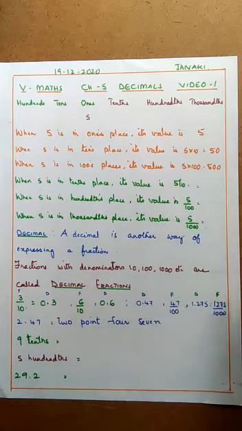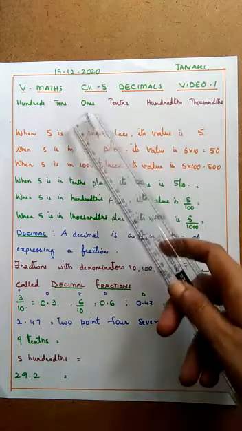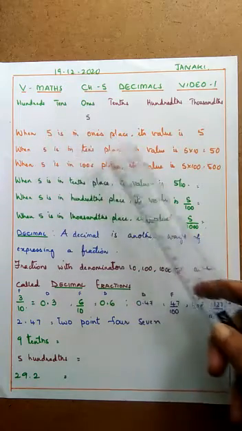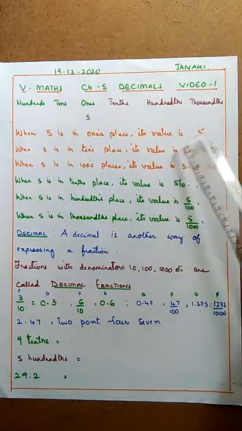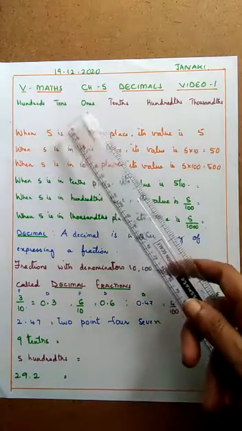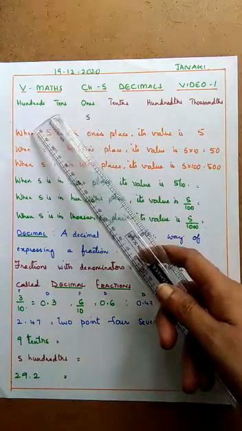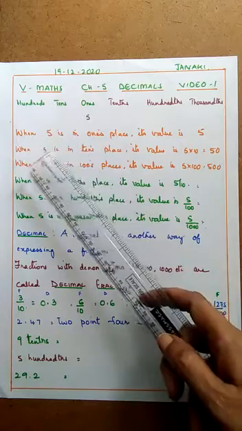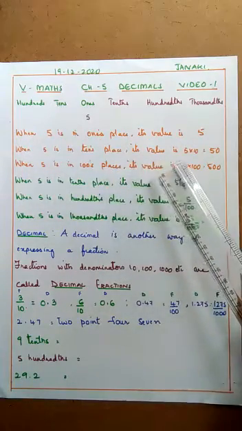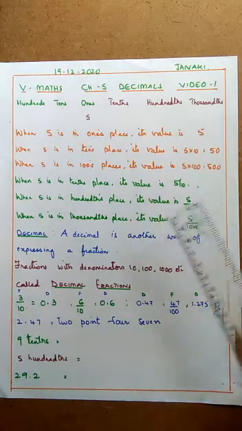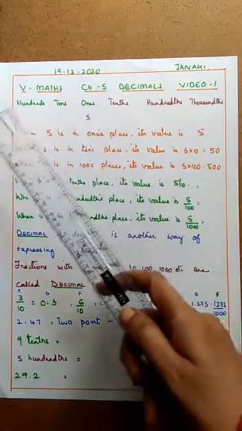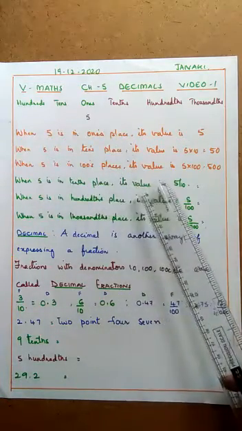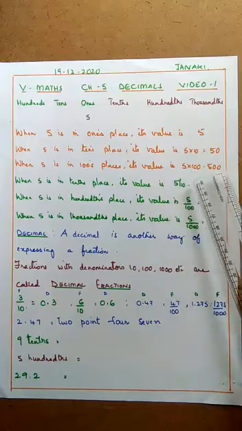Suppose you have a number 5. 5 is in one's place. So when 5 is in one's place, what happens? Its value is 1 into 5, 5 only. So when 5 moves on to the tens place, what is the value of 5? When it is in tens place, the value of 5 is 5 tens, that is 50. Now, suppose this 5 is in hundreds place. Now, what does it mean? It has a value of 5 into 100, 500.